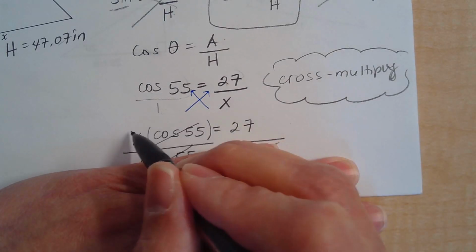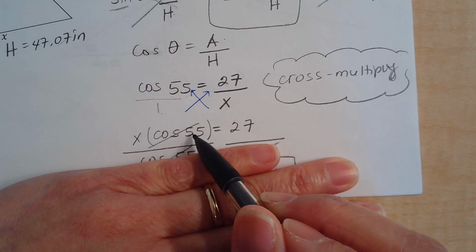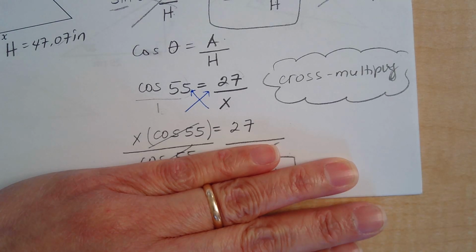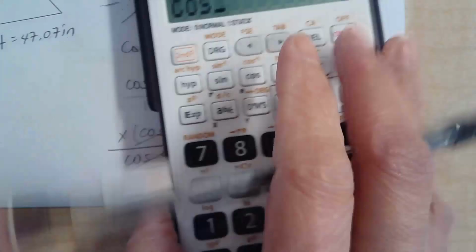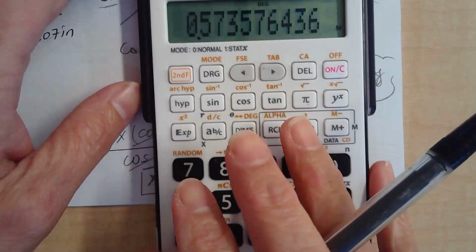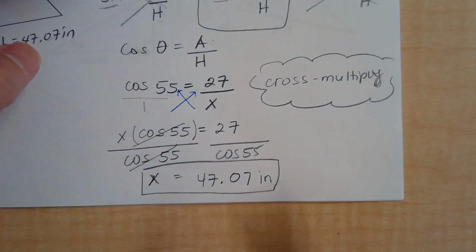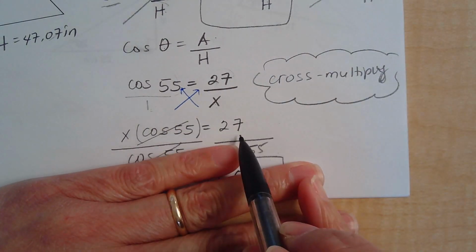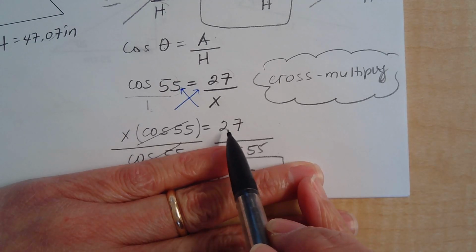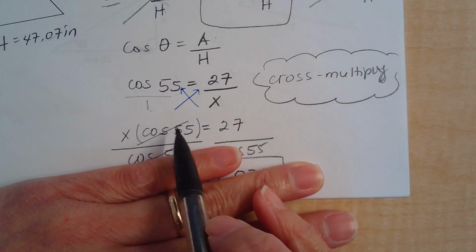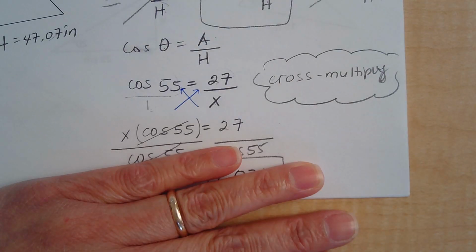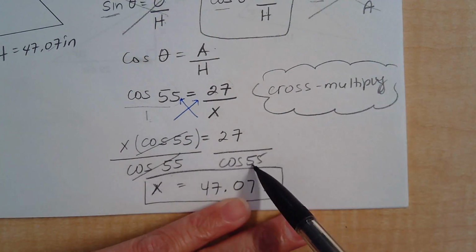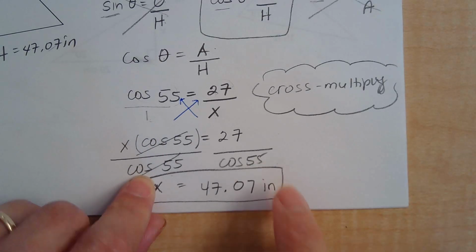And we have to solve for x. What's happening to x is it's being multiplied by cos 55. Okay? Cos of 55 is just a number, 0.57. So what they're saying is that x times whatever this number is equals 27. So because it's being multiplied by that number, we do the opposite of multiplying, which is dividing. Okay? So dividing by cos 55, what you do on one side, you have to do on the other, and then you get to that part.